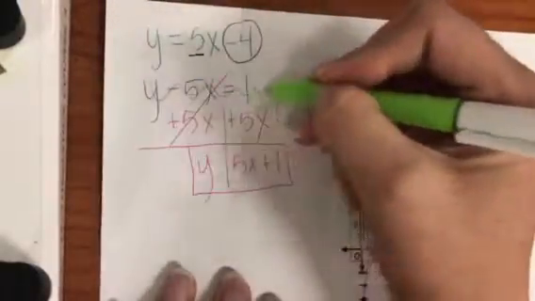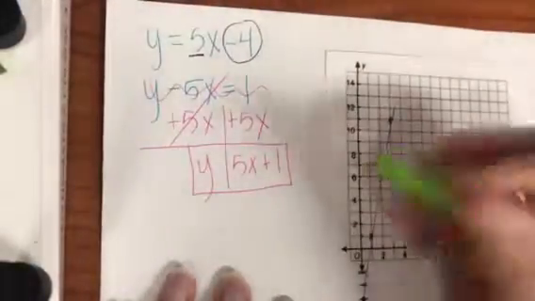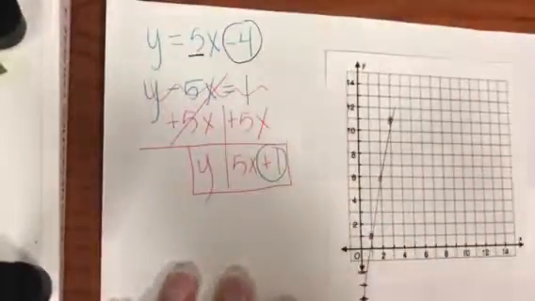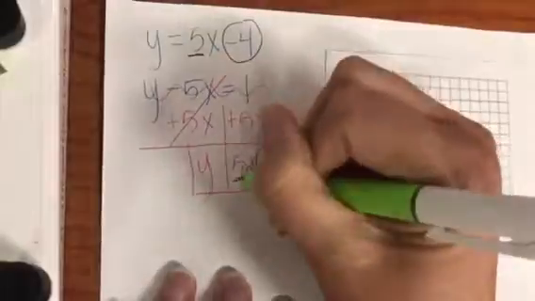So this is going to be the new one that I'm going to graph. I'm not going to worry about this one up here. I'm going to worry about this one right here. So my y-intercept is going to be +1, and my slope is going to be 5.